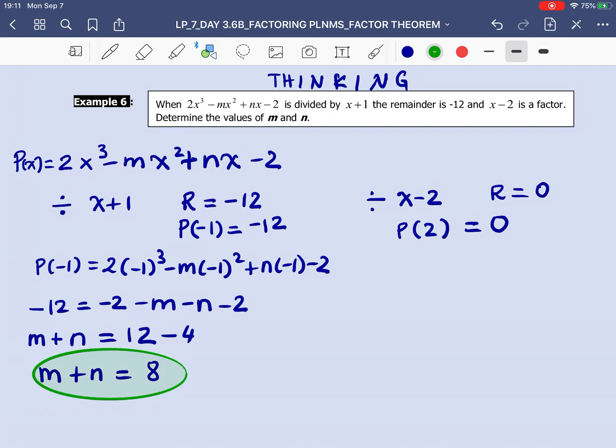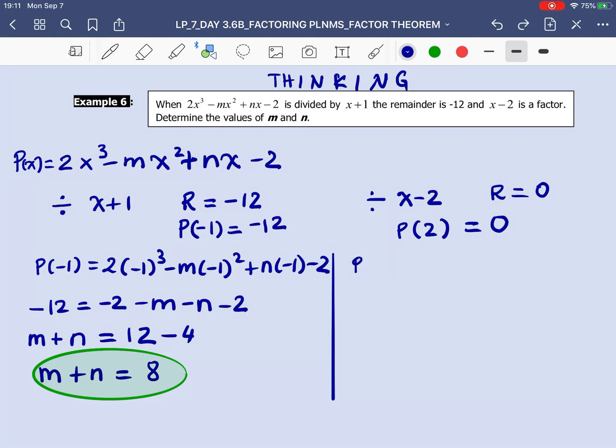I'm going to circle this equation because I am going to need it later. I can't use it right away. I need a second equation to figure out what m and n are. Remember, when an equation has two variables, you need two equations. If it has three variables, you need three equations to solve, and so on.